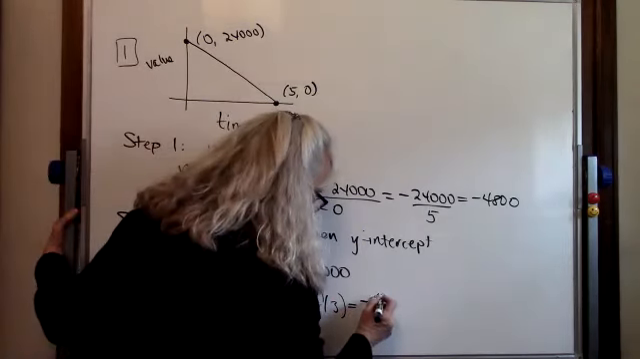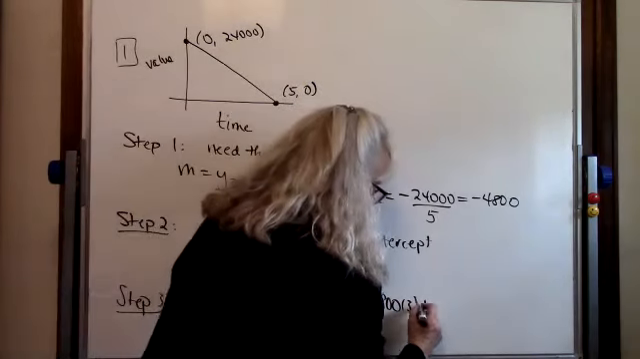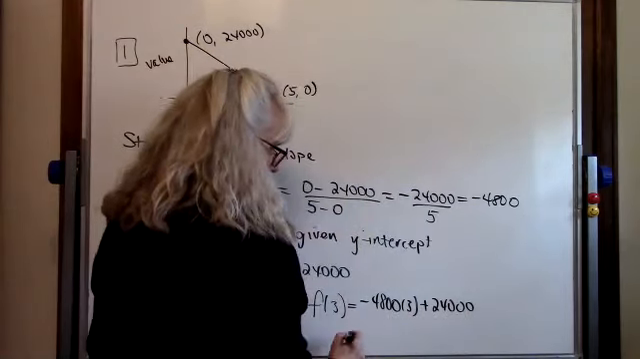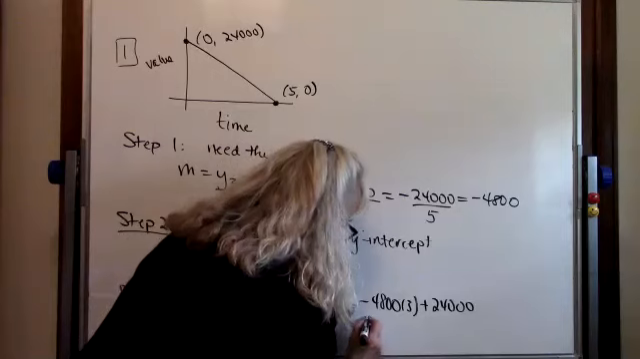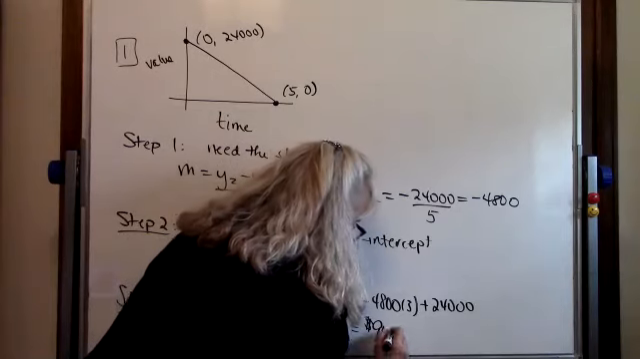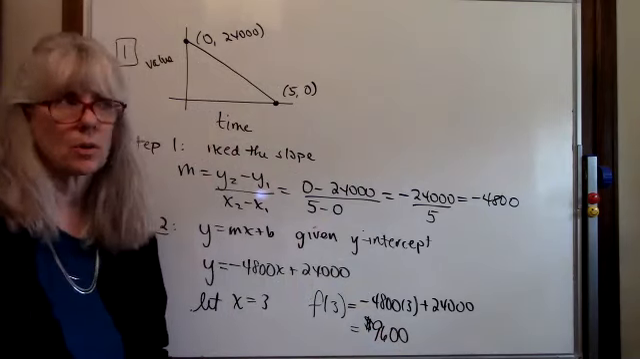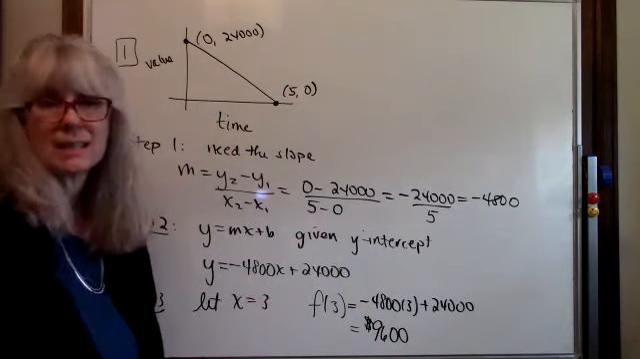So that's negative 4,800 times 3 plus the 24,000. So you can multiply the 4,800 times the 3, make it a negative, and then add 24,000. And if you do that, you should end up with a value for the company of 9,600. Now, why would you need this? Because you have to claim it on your taxes as part of your assets for your business. So in year 3, this car is worth 9,600 to the company.